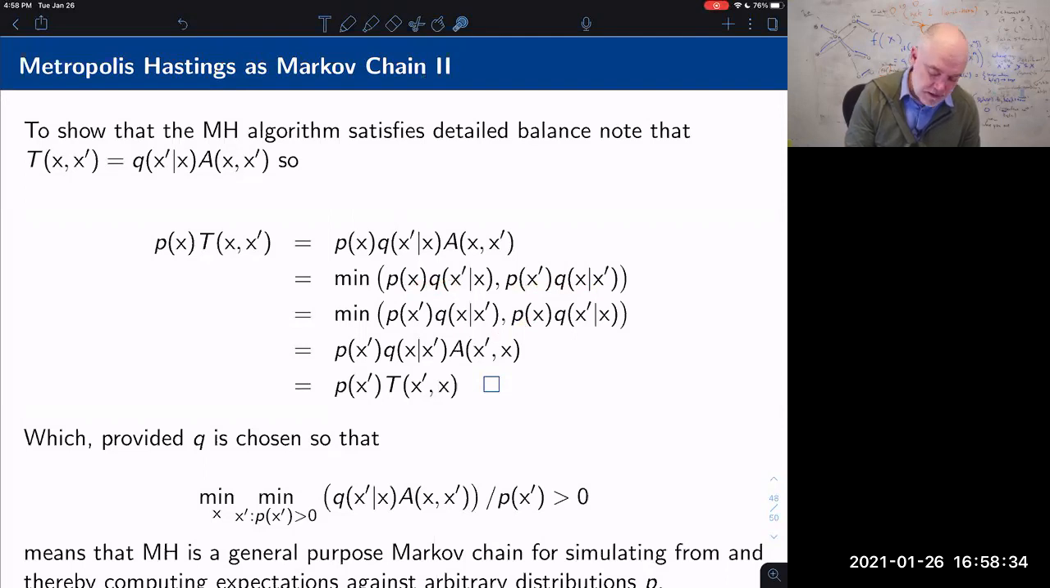And then when you look at that, that's just this term times the, yeah, you pull this out, it's here, then you have the acceptance operator, which is the min 1 with the reciprocal in the other way, and p of x prime. This is then just p of x prime times t of x prime comma x, okay?